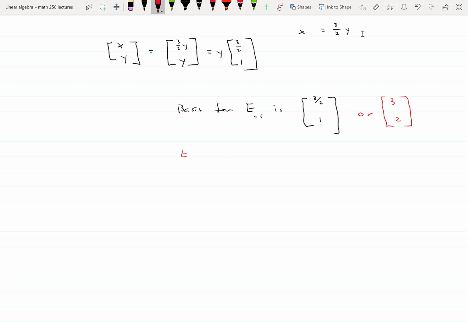So the eigenvectors, the actual eigenvectors in our space, are C times either (3/2, 1), or C times (3, 2). Okay, either is just fine. I think your author in the solutions to homework problems clears fractions and stuff most of the time, if not all the time.